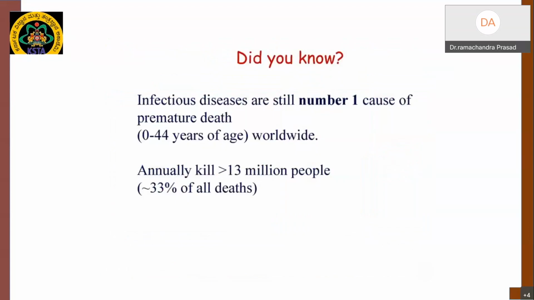Infectious diseases are still the number one cause of premature death, at the age of 44 years worldwide, and annually kill 13 million people. So 33% of all deaths are because of infectious diseases.